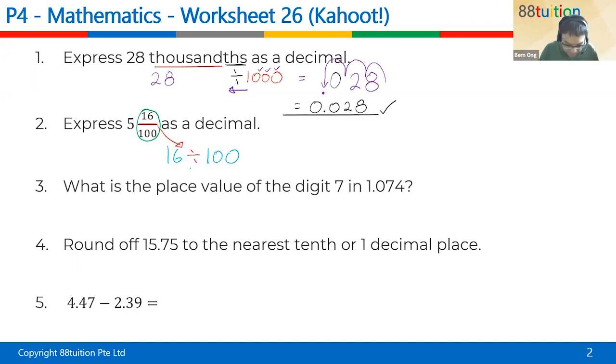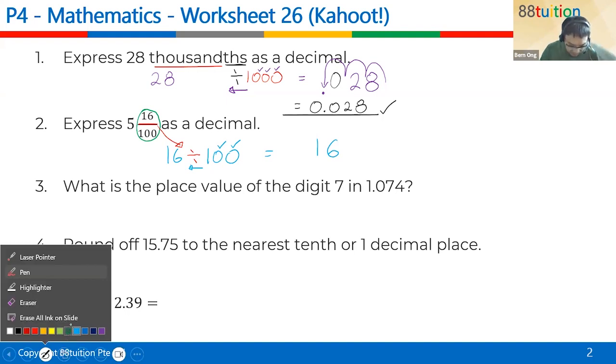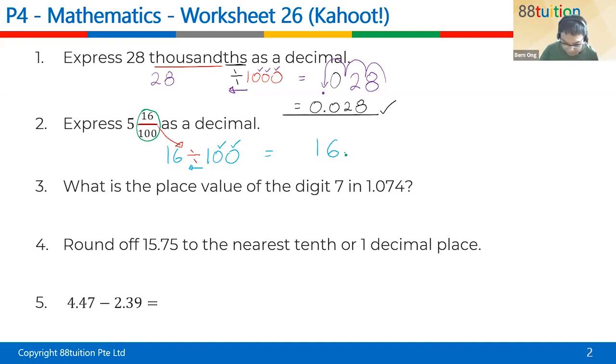Divide means the same thing: to the left. 100 means 2 movements. Let's go. So you have 16 down here. Where is the decimal dot? It's always at the back. You're supposed to move 2 steps to the left. Let's go: 1 step, 2 steps. The green dot, push it to the front. So the answer is 0.16. But sure, there is a 5 in front. So the 5, you exchange it and put down here. Can you see or not? So the answer is 5.16. Not too tough, right?